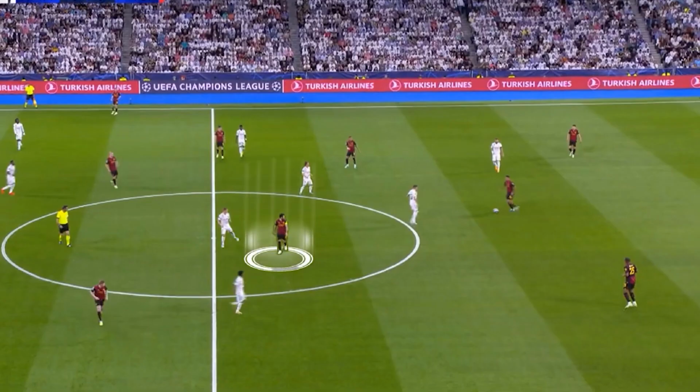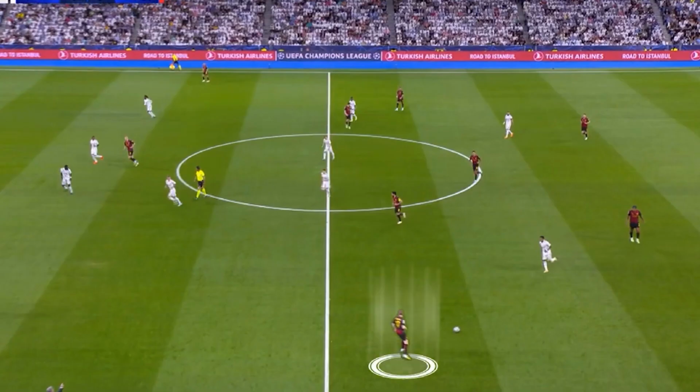So here we see Gundogan is being tied up by Kroos and Rodrygo is looking to move onto Akanji, and De Bruyne spots space in behind Rodrygo where he could potentially receive. And he does just that, giving him the opportunity to progress into space.